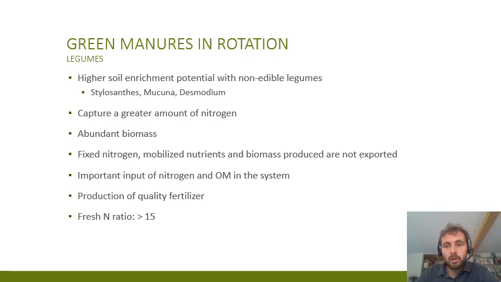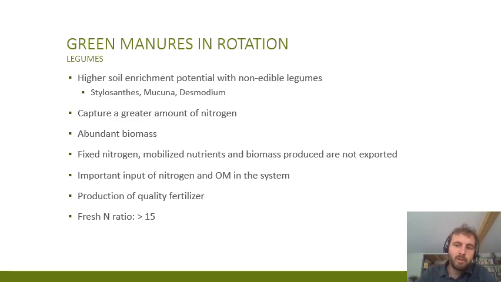Then, of course, as I said, you can plant a crop really just to fertilize the soil, a crop that you will not eat or sell. And then you will just include it in the rotation. So in your rotation, after a few crops that you sell, you will put a green manure to regenerate your soil and produce something that you can make a fertilizer out of. If you use legumes, in this case, they usually have a higher potential for soil enrichment.